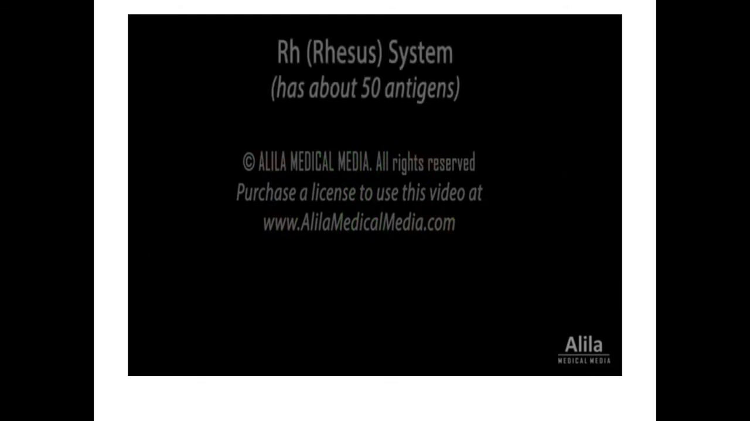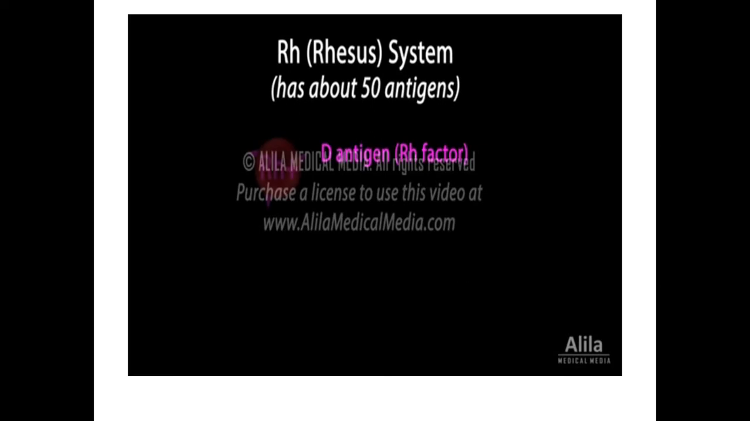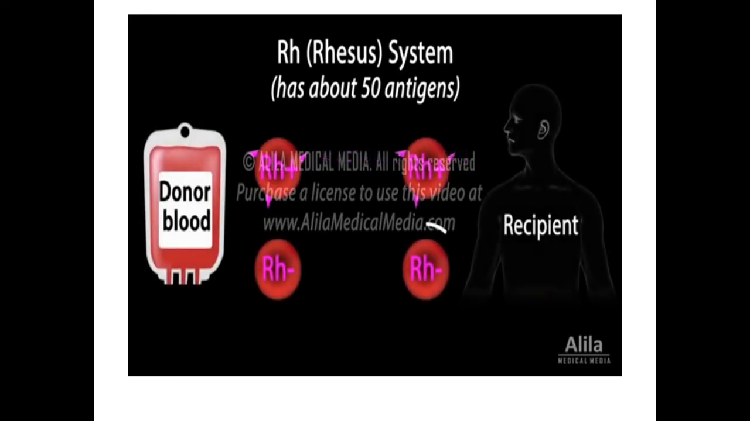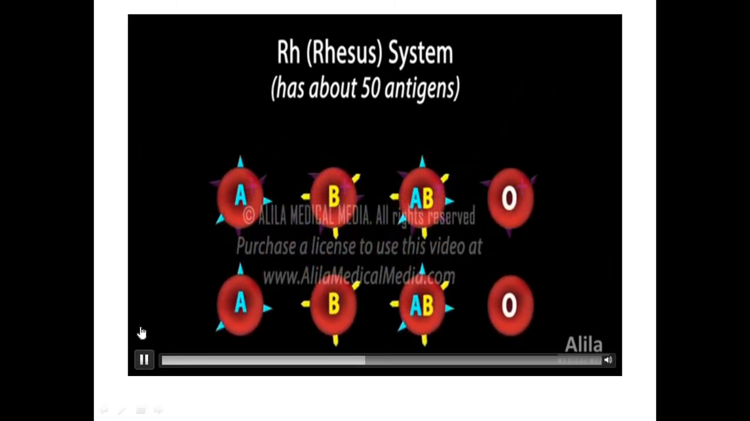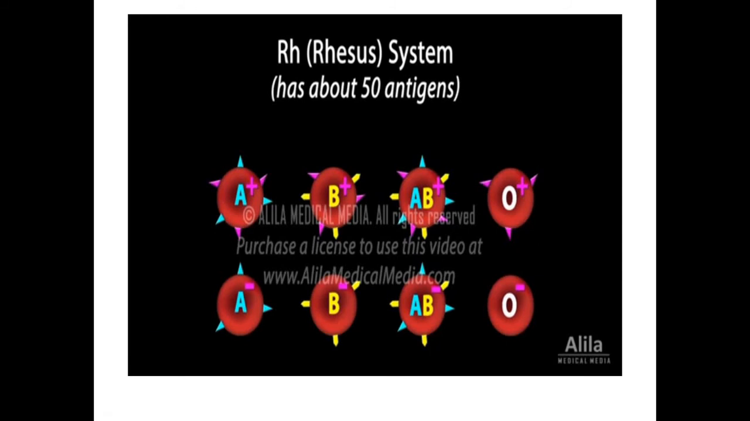Another important system is the Rh system, for which D antigen or Rh factor is best known. The blood type for this antigen can be either Rh positive or Rh negative. By the same rule, a Rh negative patient cannot receive blood from a Rh positive donor, while the reverse direction is fine. Each of the 4 types of the ABO system can be Rh positive or negative. This gives 8 possible combinations, the 8 basic blood types everyone knows about.